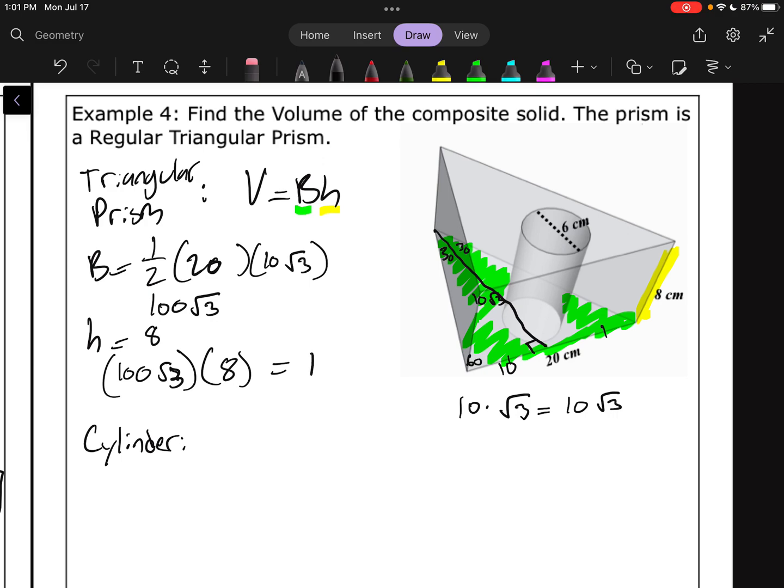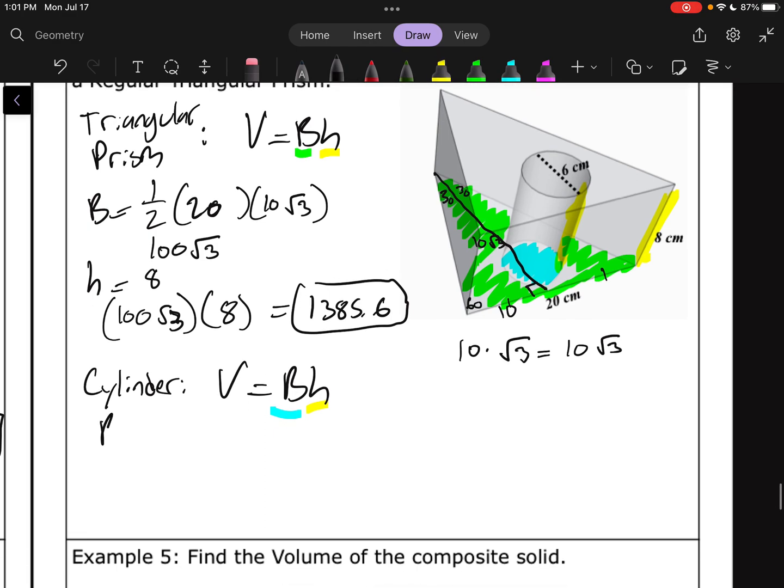1,385.6. Our cylinder also has a formula of big BH. It's just that its big B needs to be the area of the circle times the height.